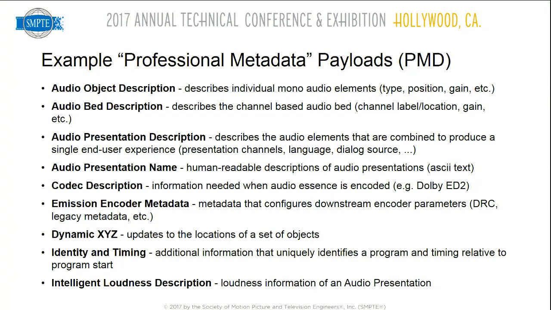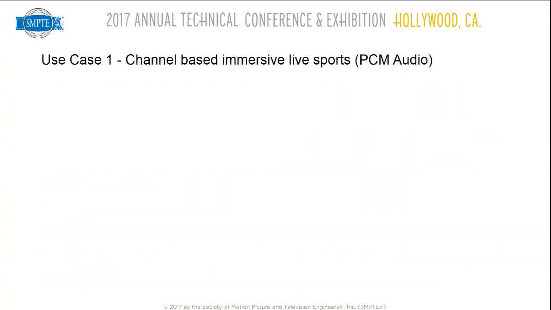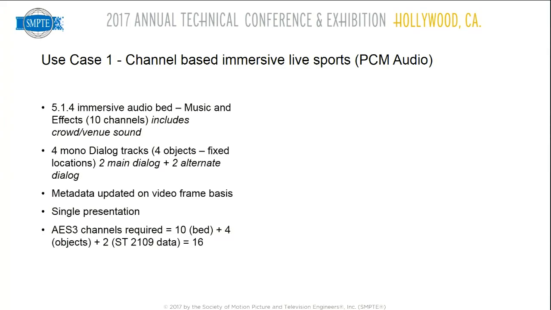So for examples of how this can be used in use cases, this is a use case for live immersive sports that's similar to what we're doing today. And in this one, we're sending a channel-based bed that's 10 channels with some height. We're sending 4 monologue dialogue tracks. And you can see the total number of channels we need is 16. So it has 10 bed channels, 4 objects, and 2 channels for the metadata going through AES3.